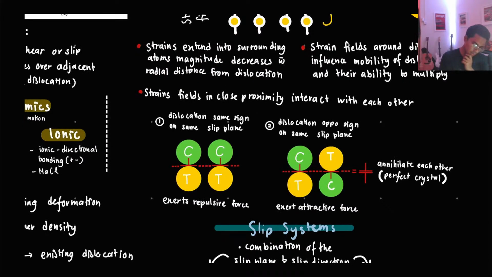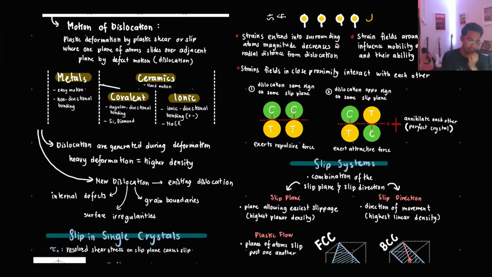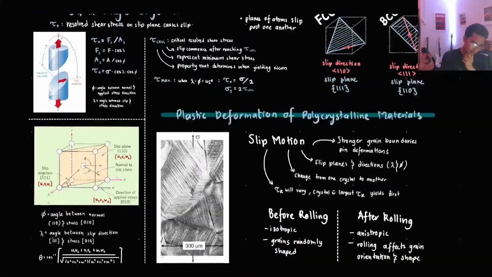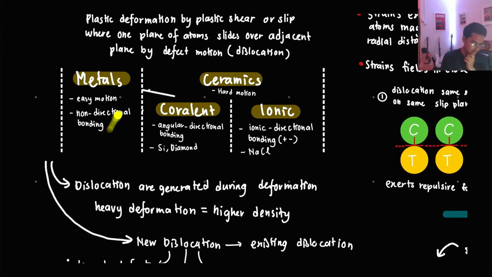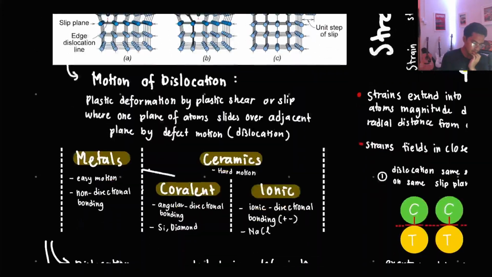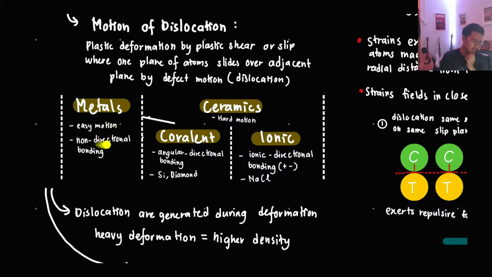Strain fields, amount of dislocation effect. Okay, so this one you guys can read basically. I'm just gonna go through the theory, because it would be boring to just read out the facts. So what happens in different types of materials for dislocation? In metals, there is easy motion, and because it has non-directional bonding, it means that the atomic bonding between the planes is not strong. So metals tend to become very ductile because they can deform easily.